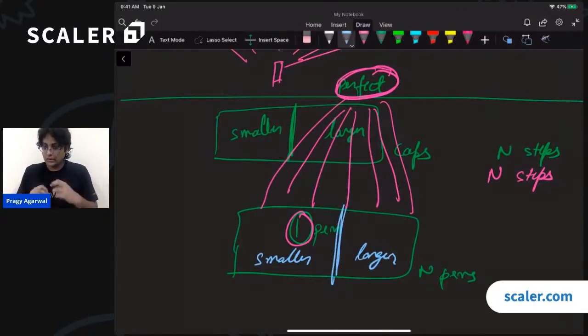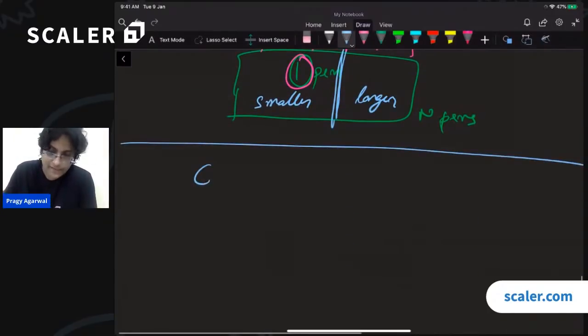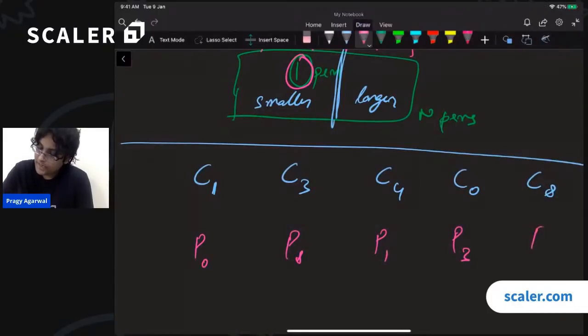Would you like me to go through a concrete example? Let us go through a concrete example. Let us suppose that we have several caps: cap of diameter 1, cap of diameter 3, cap of diameter 4, cap of diameter 0, cap of diameter 8. Okay. And similarly, I have pens. So I have pen of diameter 0, pen of diameter 8, pen of diameter 1, pen of diameter 3, pen of diameter 4. Right? And they are mixed up.